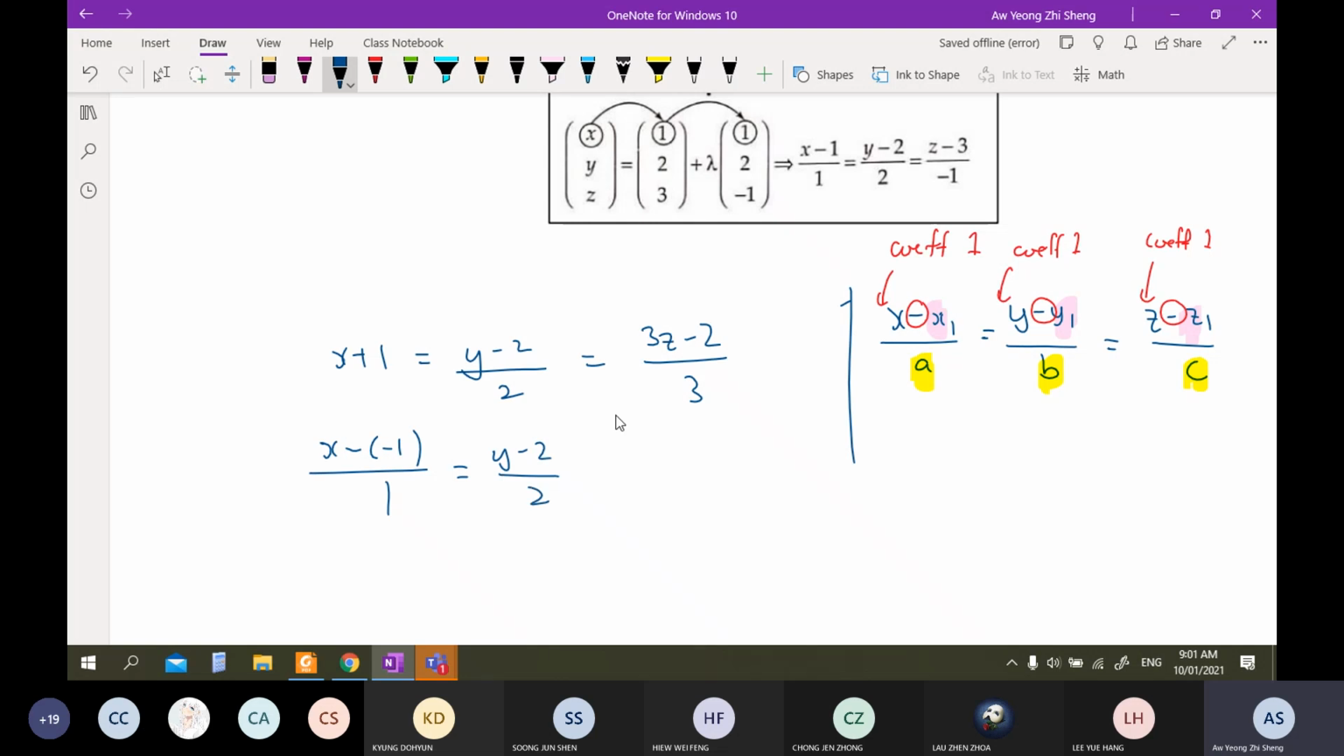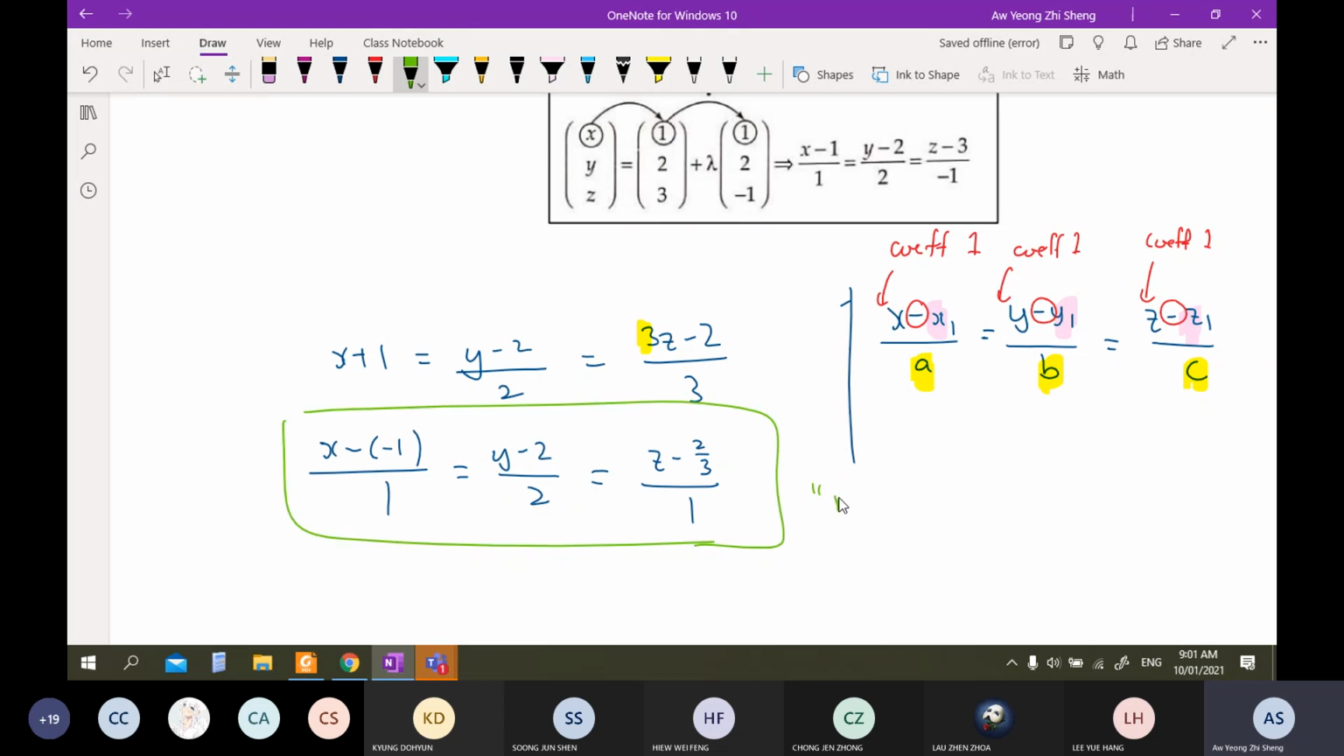Wait, the third fraction is not readable yet because you have a 3 in front. But we know we can always divide the top and bottom of a fraction by the same number, and the fraction would remain equal. So let's do division by 3 at the top and bottom. We have now z minus 2/3 divided by 1. Then only this becomes what I call the readable form, then you can read 1, 2, 1 as a direction vector.